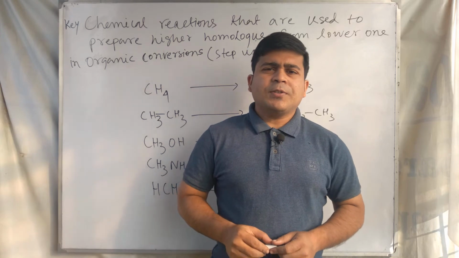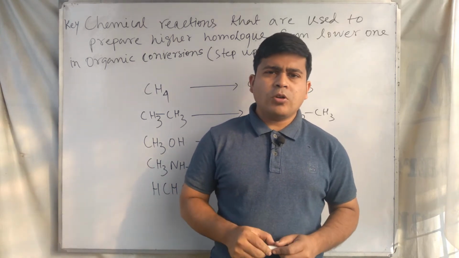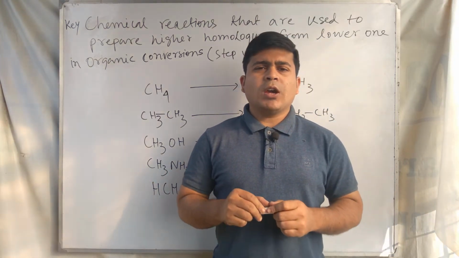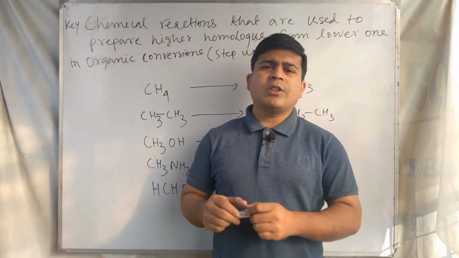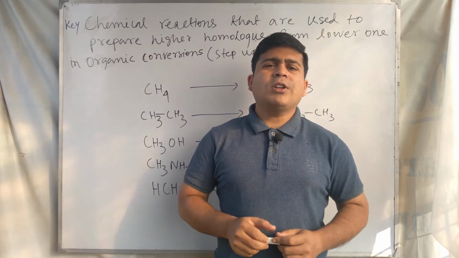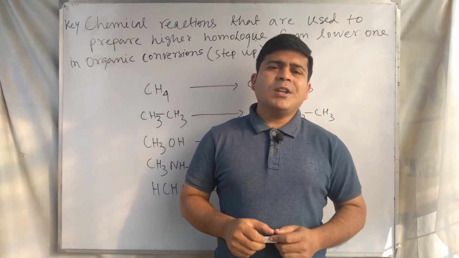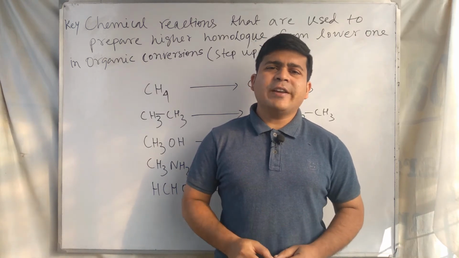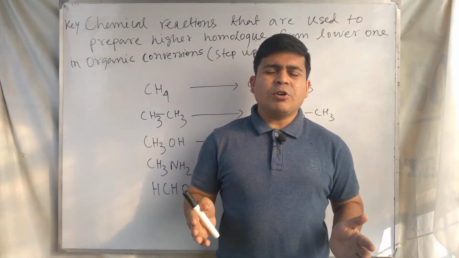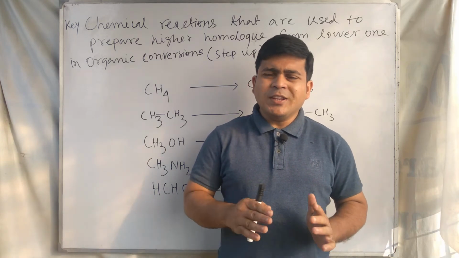Which chemical reactions are required in the key step to prepare higher homologues of organic compounds? Suppose we want to carry out a conversion of methanol to ethanol. Here, ethanol is the higher homologue of methanol, and to carry out this conversion we need a key chemical reaction by which the step up occurs, meaning ascent of series occurs, the number of carbon atoms increases from 1 to 2.